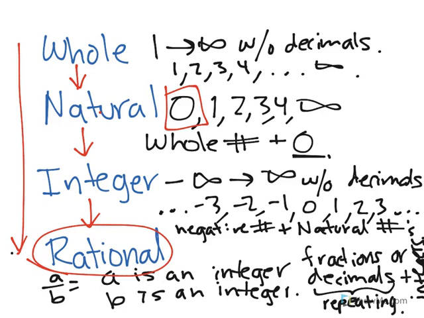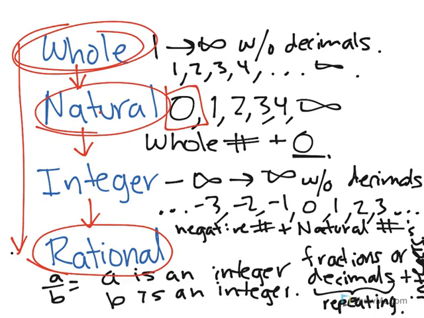And so if a number is a whole number, it is also a natural number, an integer, and a rational number. If a number is a natural number, it is also an integer and a rational number. So any number that is in any of the sets is also included in every set underneath it. Only the ones underneath, not the ones above, or not necessarily.